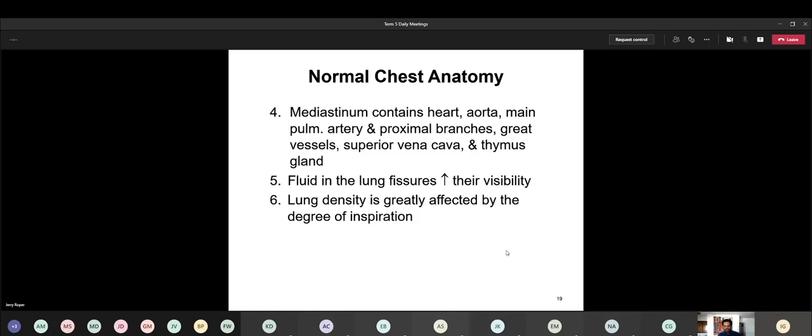Anytime there's some kind of CHF situation, pulmonary edema, or ARDS for that matter, those lung fissures, a trained radiologist is going to be able to see these fissures regardless. But if there's a lot of fluid, then they show up very clearly in most cases.